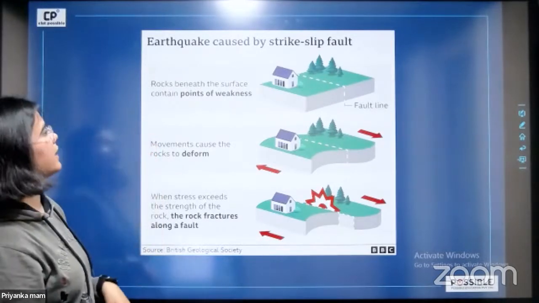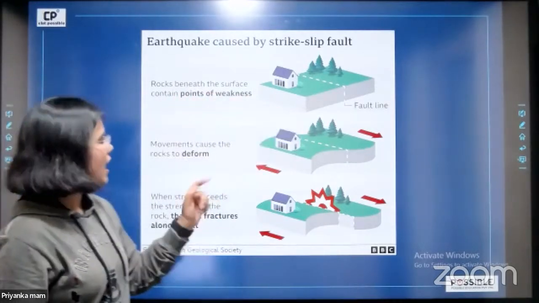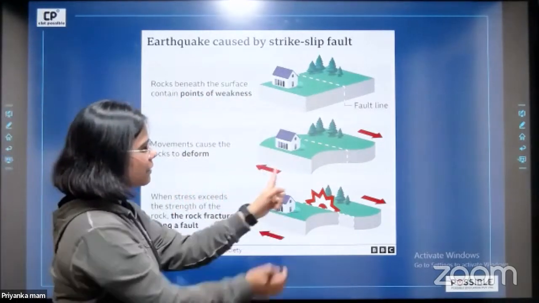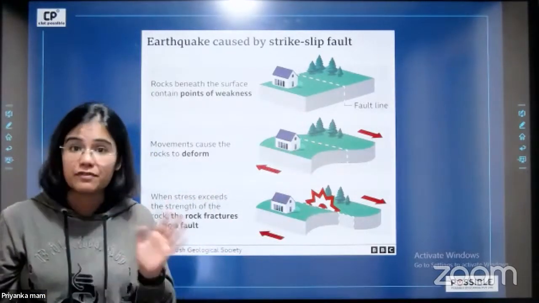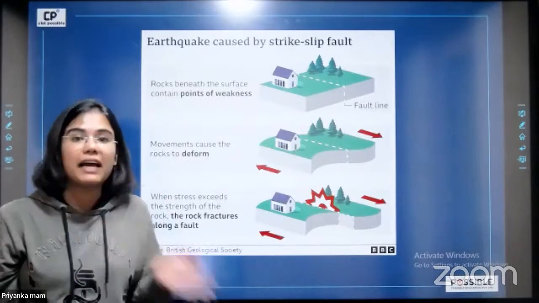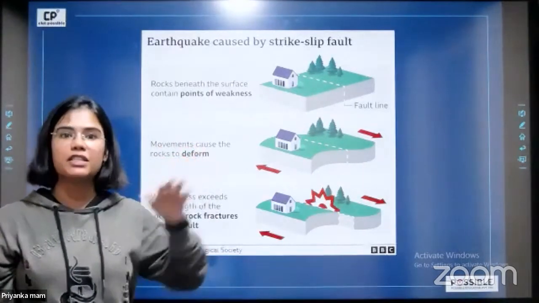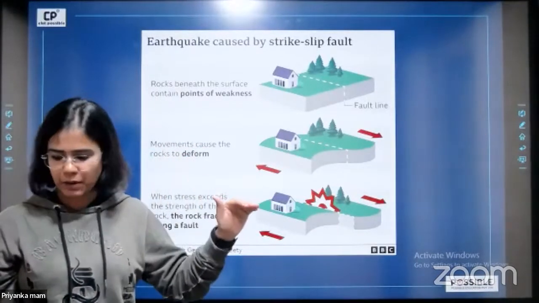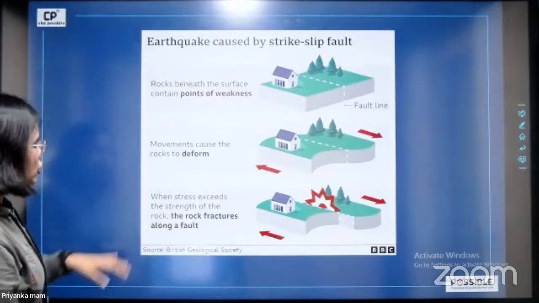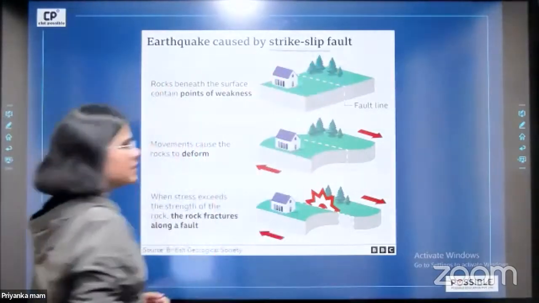Shivang, absolutely correct. So the rocks beneath the surface contain points of weakness, after which what is happening? These are moving in opposite directions, and then that is what is happening. अभी waves की बात नहीं की है, अभी पता ही नहीं है ये कौन सा टाइप का वेव है, अभी बॉडी में क्या चल रहा है, सरफेस में क्या चल रहा है, वो कर रहे हैं अभी एक एक करके, पॉइंट बाय पॉइंट, स्टेप बाय स्टेप हम लोग इस चीज की बात कर रहे हैं. So that is what a strike slip is, which is what the geologists are saying.